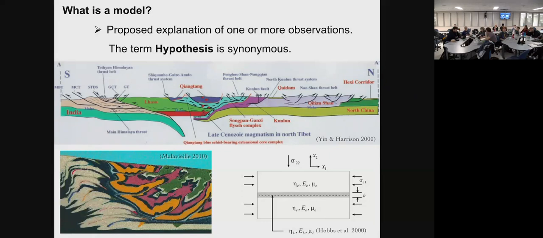We could simplify a system with equations. So we could do a numerical model to simplify a system. So there's all sorts of models out there, is the idea here.